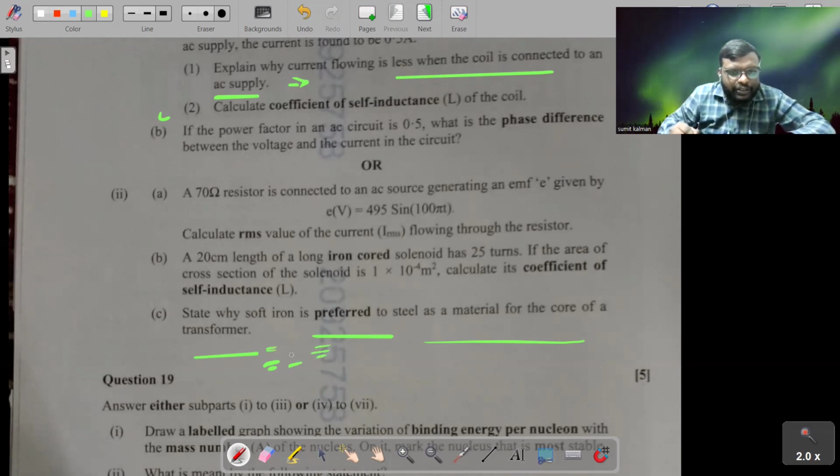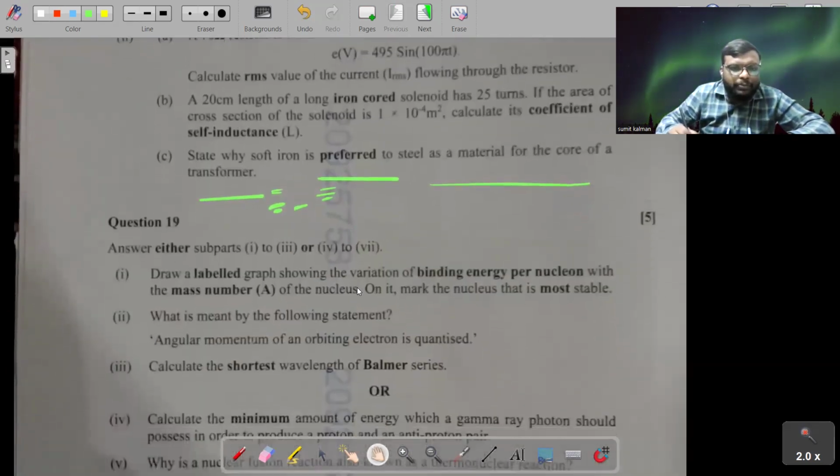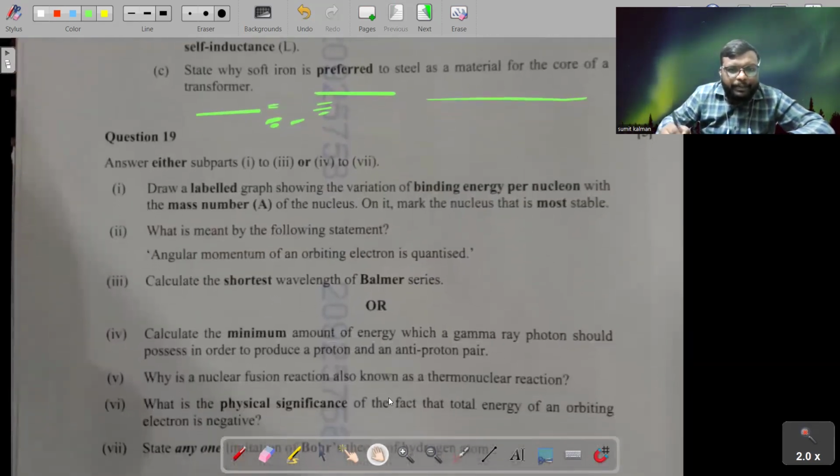So you just had to write the reason why soft iron is preferred to steel as a material for the core of a transformer. Students, this was the solution of this problem. Now come to question number 19.